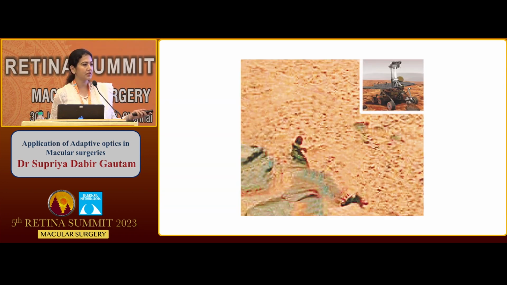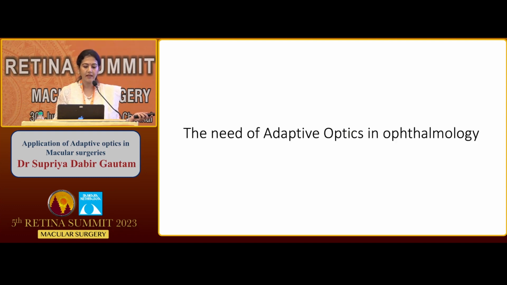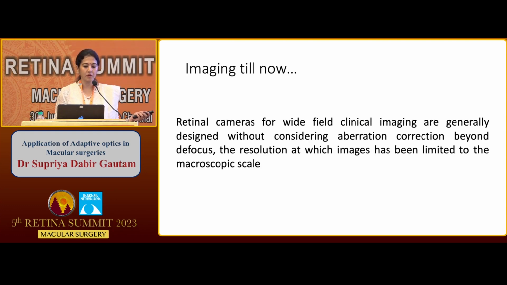Literally, this was an image by NASA where they could see a woman sitting on a planet. This was from the Mars rover Spirit, and of course there was a debate whether there was actually a woman or just a stone which looked like that. So that's the power of adaptive optics. And why do we need it in ophthalmology?